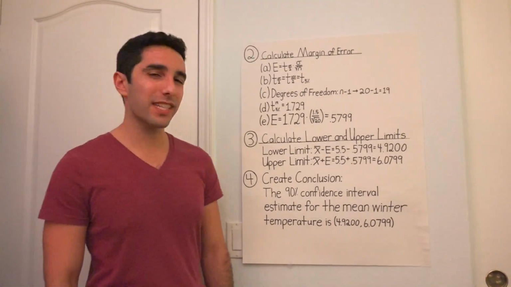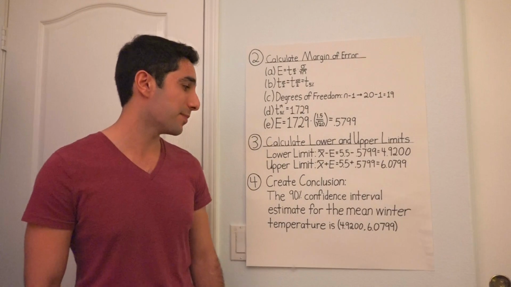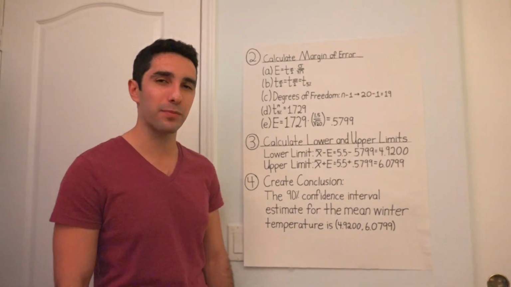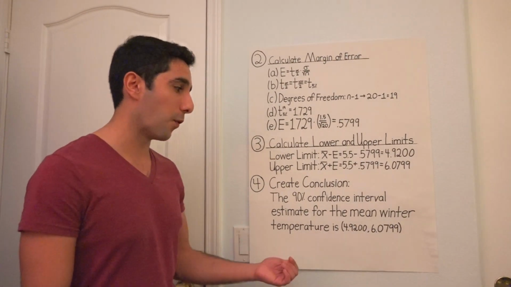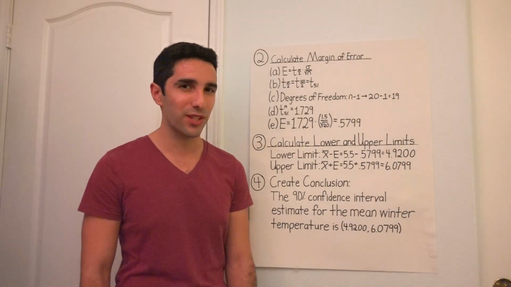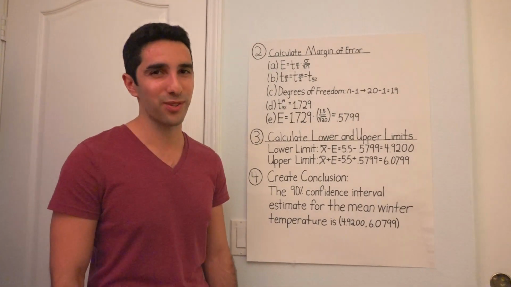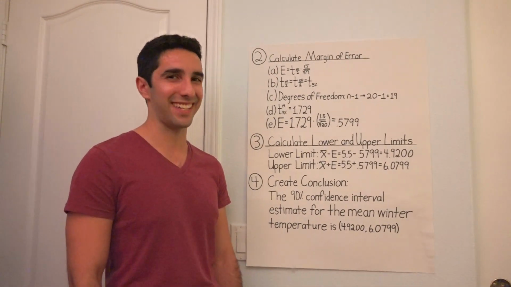Here's the conclusion. The 90% confidence interval estimate for the mean winter temperature is 4.9200 and 6.0799.